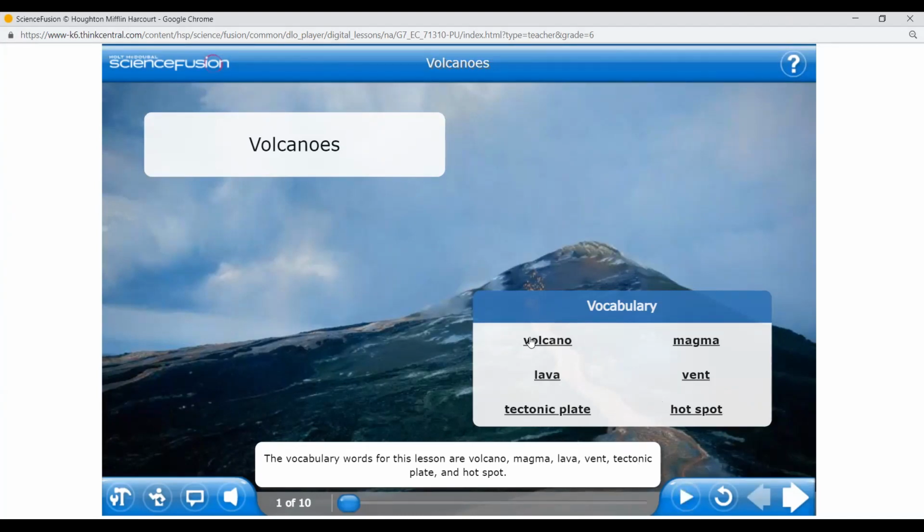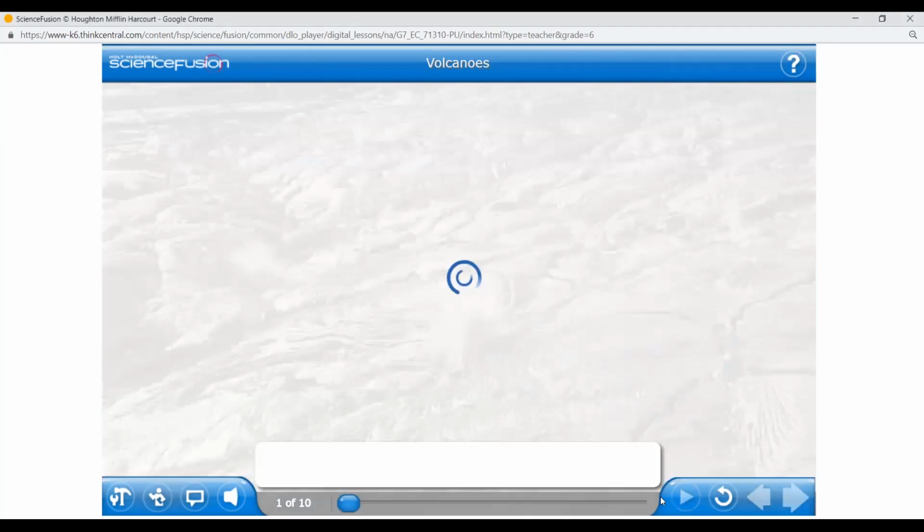Okay, Zishan, please can you read it out? What are the vocabulary words? Volcano. Come on. Okay, Dana, you read it out. What are the vocabulary words? Volcano, lava, magma, vent, hotspot, tectonic plate. Let us begin from here now.